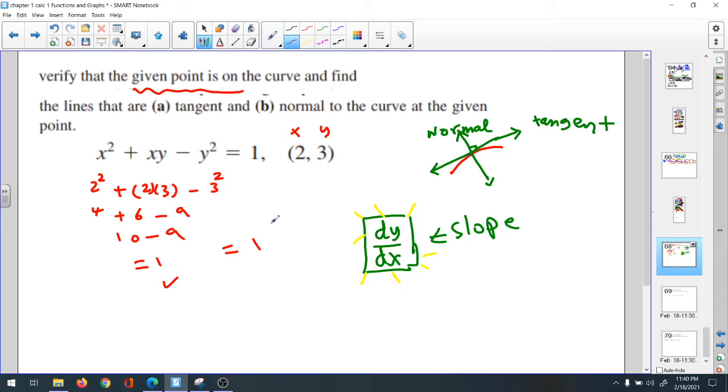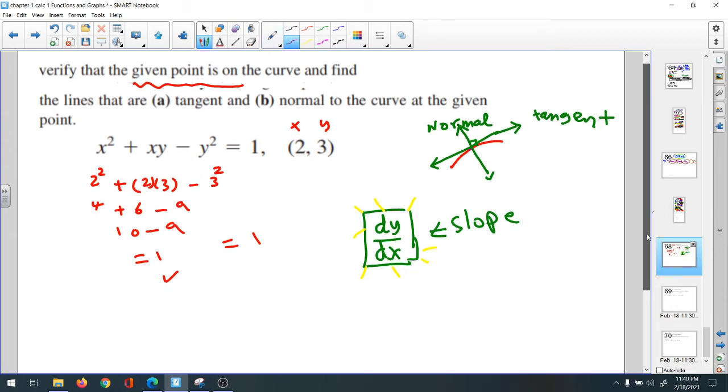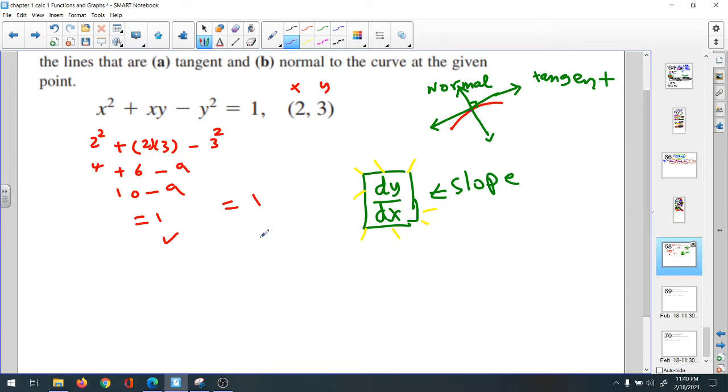Since this function contains more than one variable, x and y, we need to find the derivative implicitly. So first we find the derivative of x squared. For the derivative of x squared, you drop the 2 in front, then it will be 2x, and 2 minus 1 is 1, times the derivative of x, which is 1. So it's 2x.